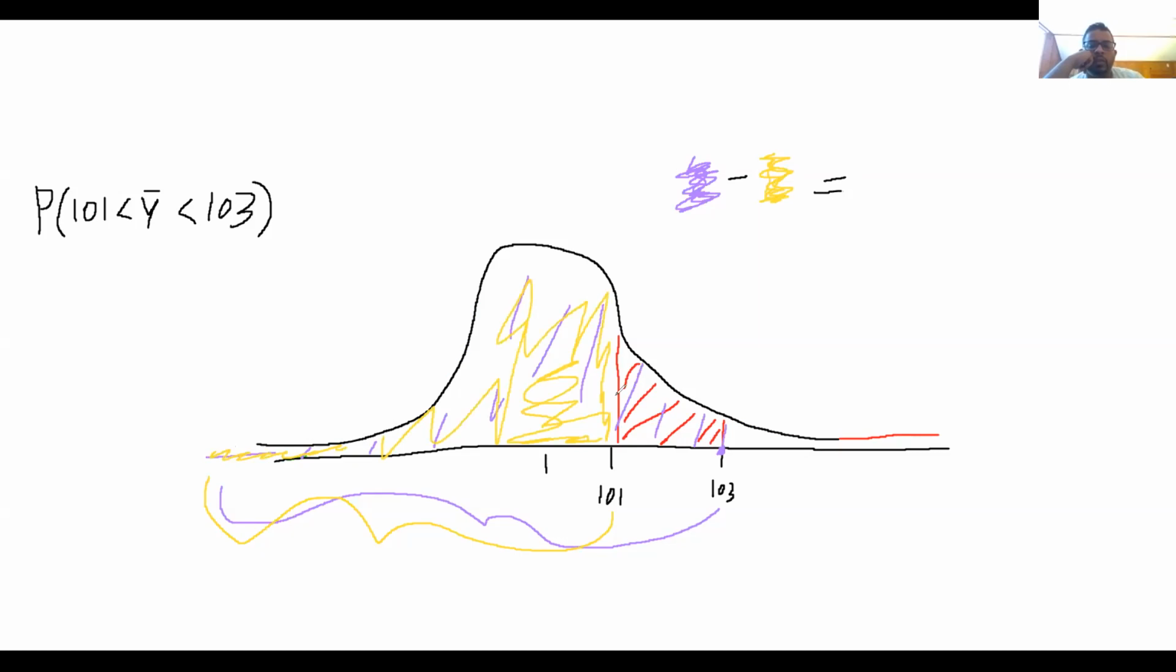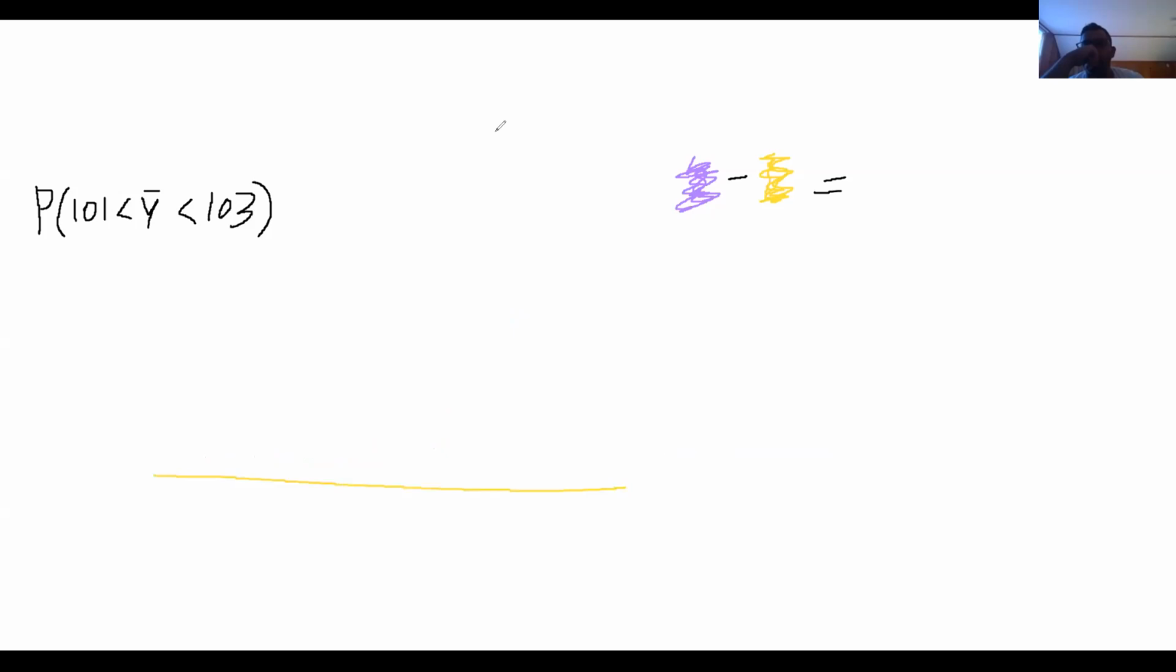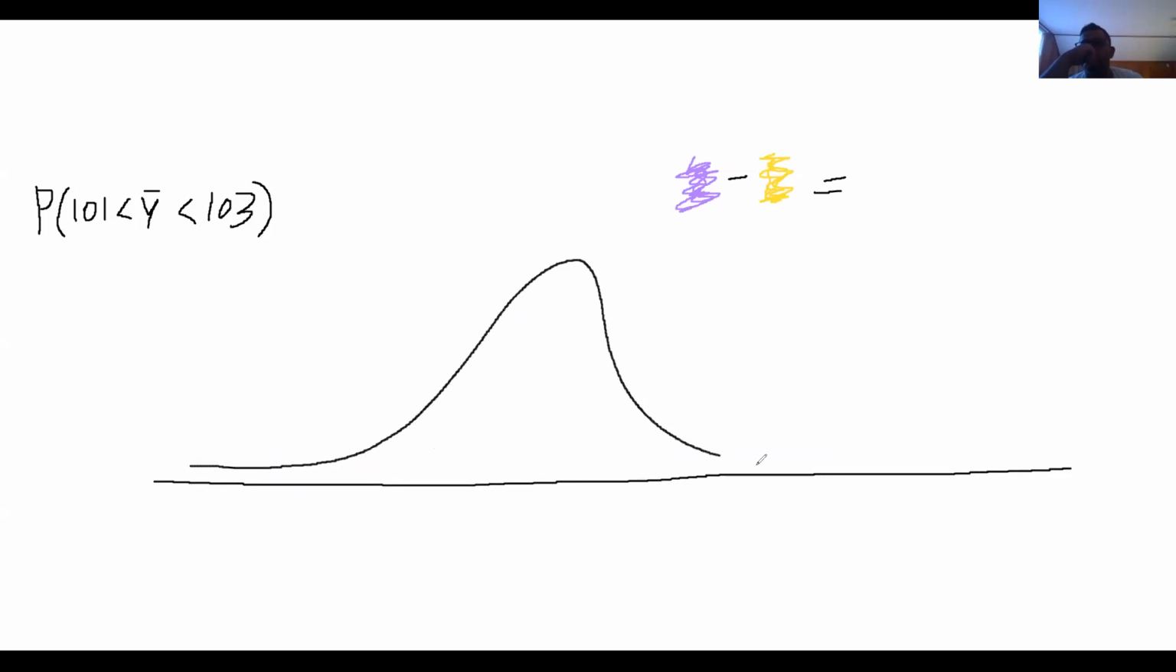You're going to find those two areas because, and I'm going to erase everything, remember that the tools that you have give you the area to the left of a point. You can very easily calculate the area to the left of any point. You pick a point, Excel gives you the area to the left.